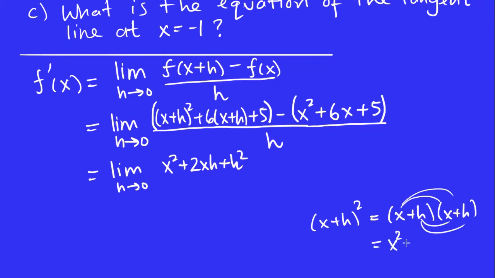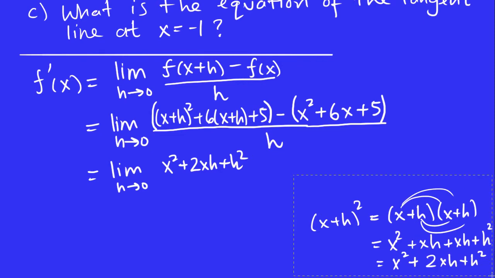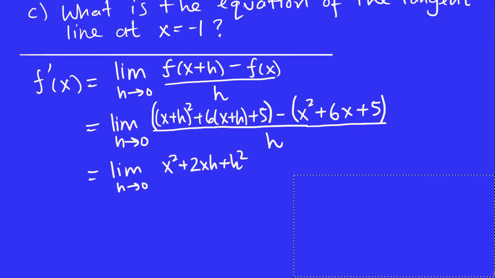x times x is x squared. x times h is xh. h times x is hx, or xh, same thing. And h times h is h squared, right? And we have 2 copies of xh, so this is 2xh. And that's exactly what I had written here, right? This is actually something you should know already from basic algebra.